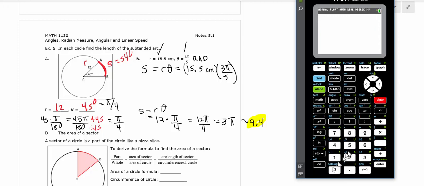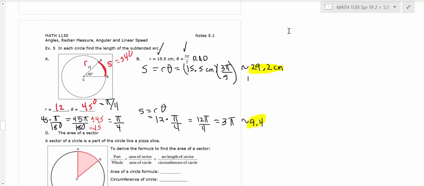So I'm going to go 15.5, and then times 3 pi divided by 5, and that should give a fairly logical answer. That's going to be approximately 29.2 centimeters, the length of that arc. That's it. You won't have any trouble with this as long as you understand that theta has got to be in radians. Everybody with me okay so far?